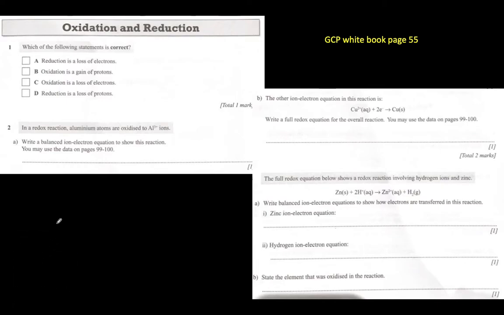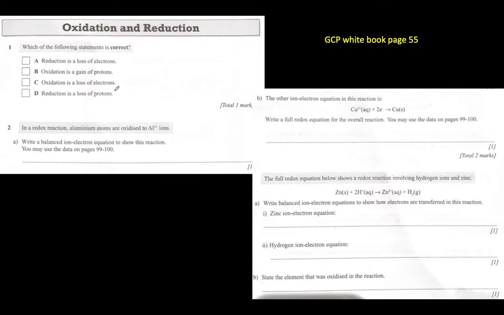So, you are asked in question 1, which of the following statements is correct? A, reduction is a loss of electrons. B, oxidation is a gain of protons. C, oxidation is a loss of electrons. D, reduction is a loss of protons.